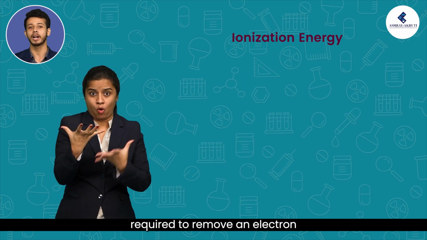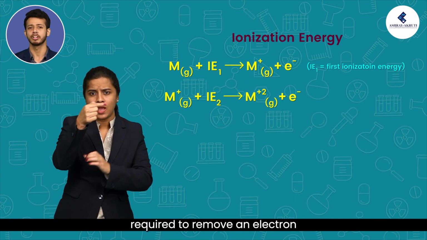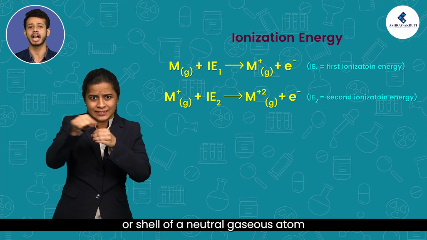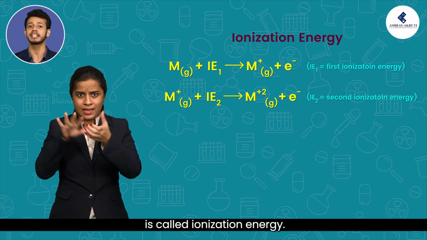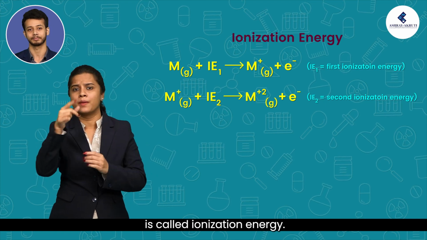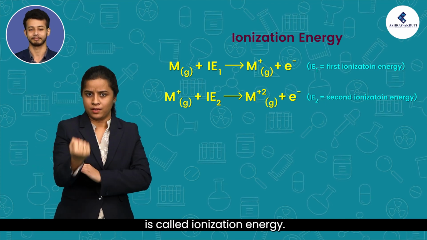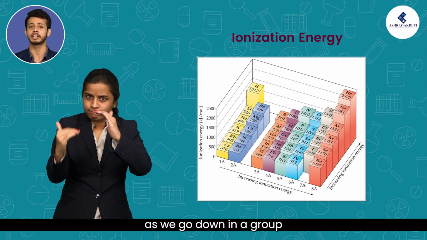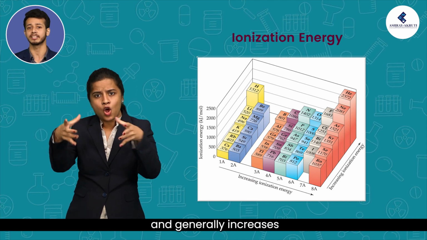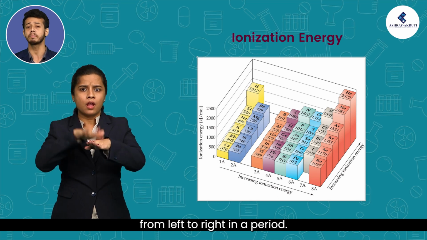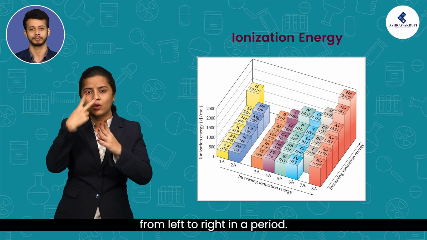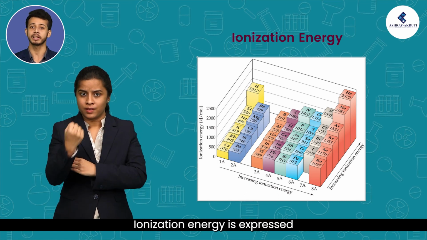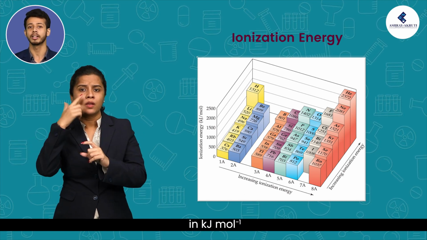The energy required to remove an electron from the outermost orbit or shell of a neutral gaseous atom is called ionization energy. Ionization energy decreases as we go down in a group and generally increases from left to right in a period. Ionization energy is expressed in kilojoule per mole.